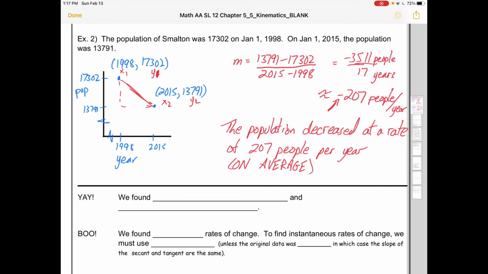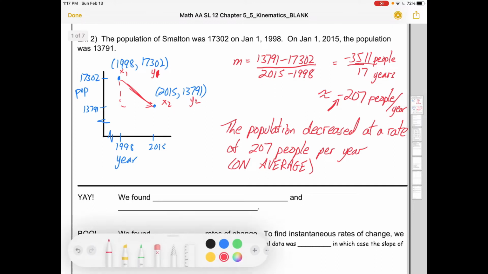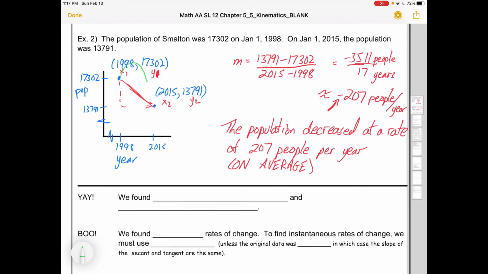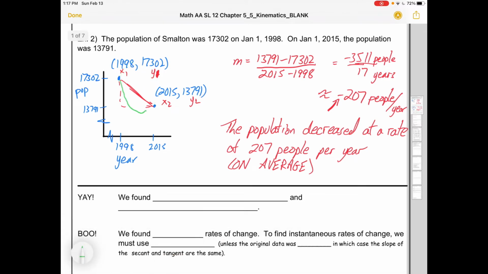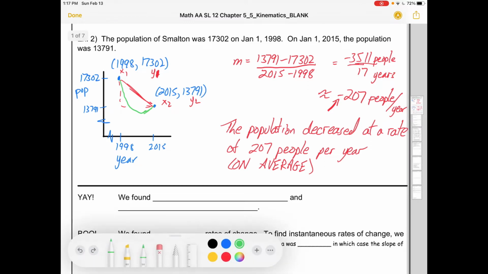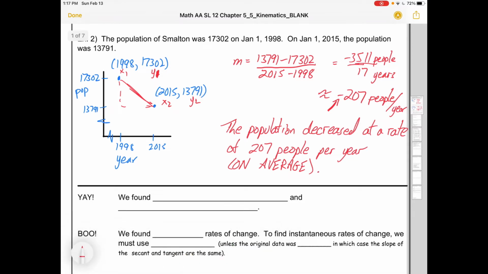Maybe the population of Smalton did something wild. Maybe it had a big boom, and then it's in the middle of a big bust right now, and it's going down really fast. Or maybe it's the other way around. Maybe it went down, and it is kind of having a little bit of a resurgence now. We don't know what's happening by just looking at the average. The average kind of helps, but it doesn't tell us what's happening in the instant.